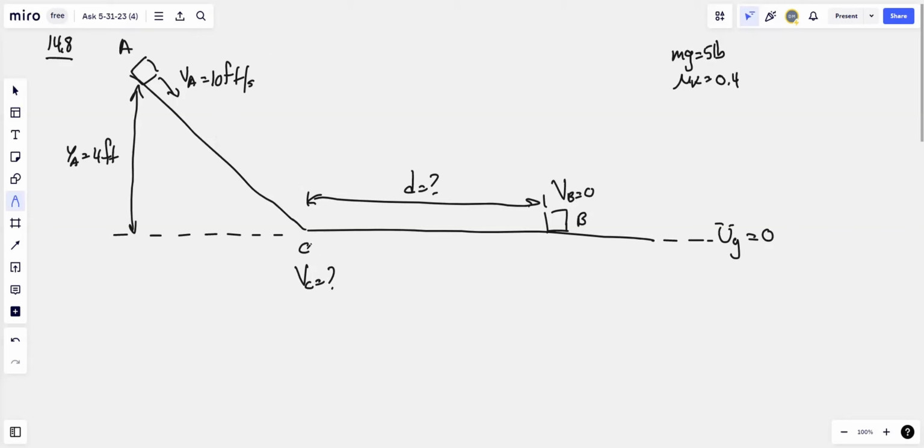But between what I mark C and B, there is kinetic friction. So there will be work being done here. So we'll take each interval one at a time.